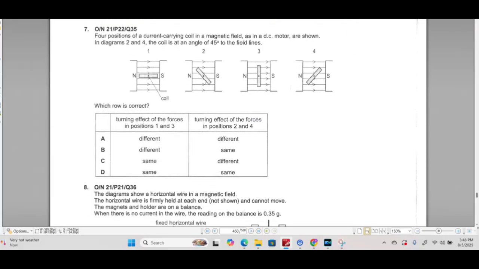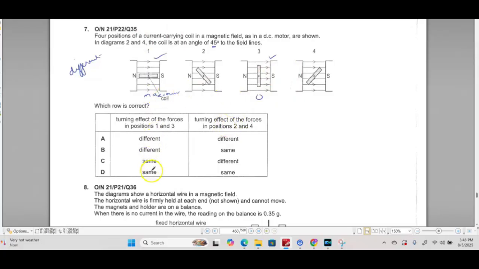Question number 7. Four positions of a current carrying coil in the magnetic field, as in a DC motor, are shown. In diagrams 2 and 4, the coil is at a 45 degree angle to the field lines. Which row is correct? Turning effective forces in position 1 and 3. Okay, this is position 1 and this is 3. Are they different or same? They are different, because over here we have our maximum value and over here the value is 0. So it's going to be different.